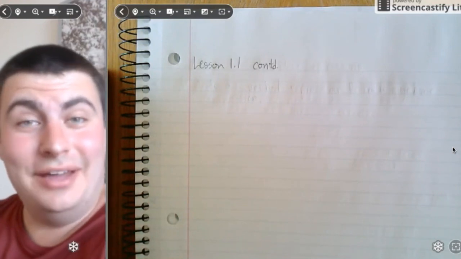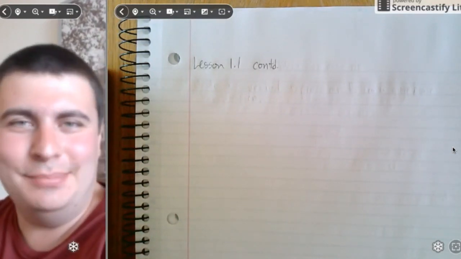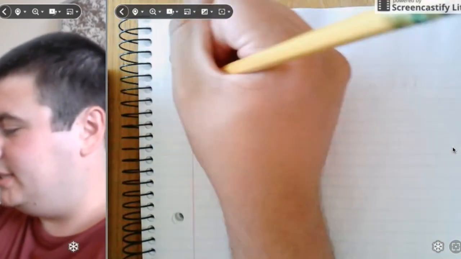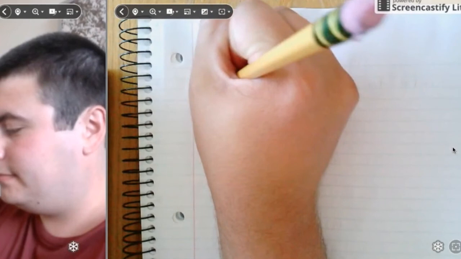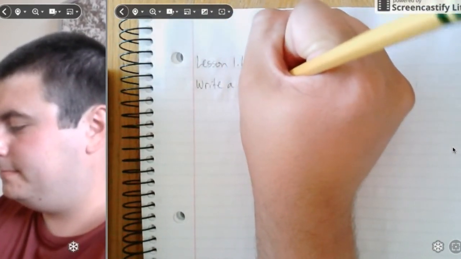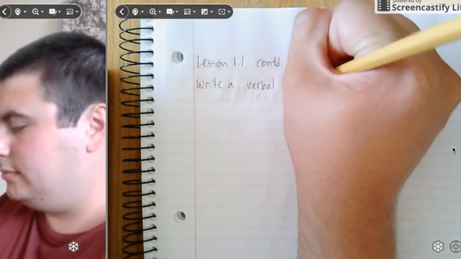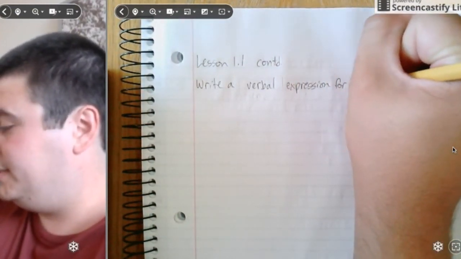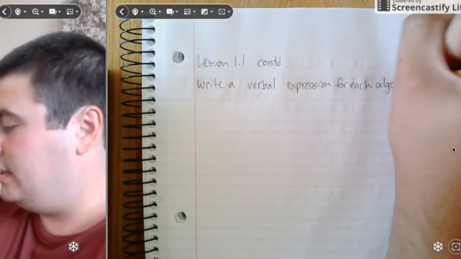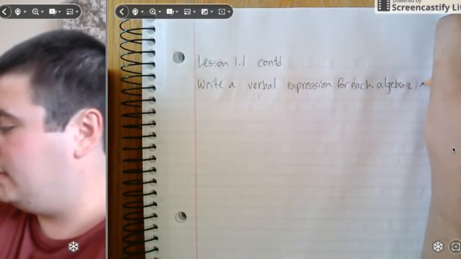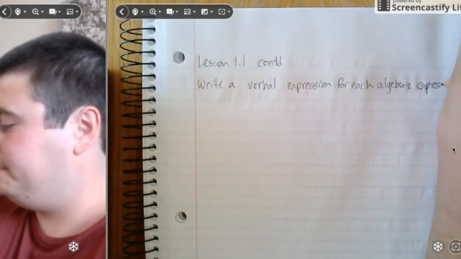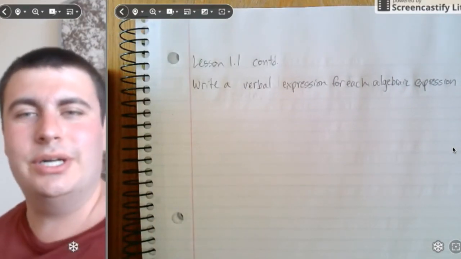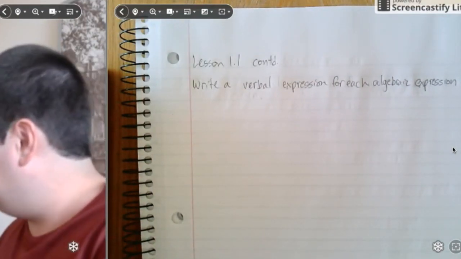Now that we've gotten all of that terminology out of the way, let's actually do some examples of what we're here to do. So let's say that our directions say to write a verbal expression for each algebraic expression. We're going to write a verbal expression, so we're going to use words to express each algebraic expression.